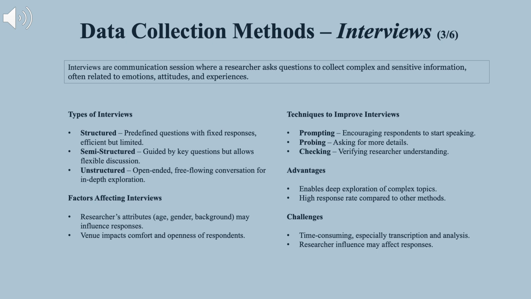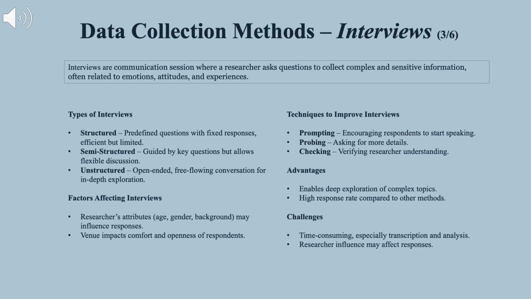Interviews can vary in structure. A structured interview follows a predefined set of questions with fixed response options, making it efficient and easy to analyze. A semi-structured interview also relies on a set of questions, but the order is flexible and respondents can answer in their own words. An unstructured interview is the most open-ended, allowing respondents to speak freely about a topic with minimal guidance from the researcher. While structured interviews are quicker and require less interpretation, semi-structured and unstructured interviews are better suited for exploring complex issues in depth.